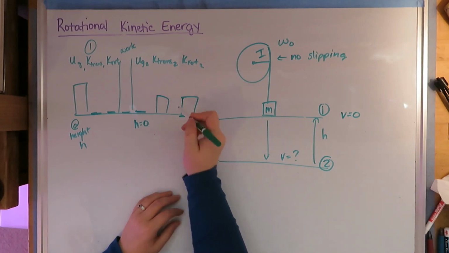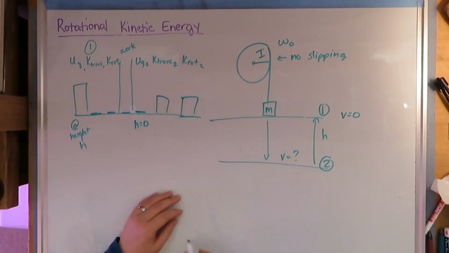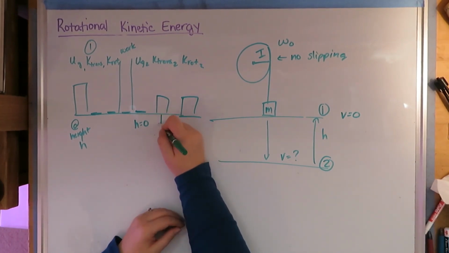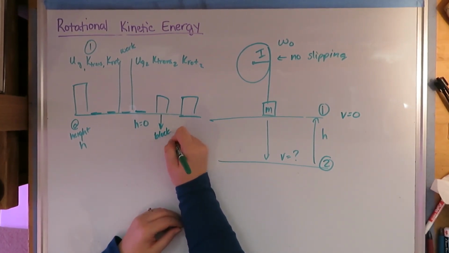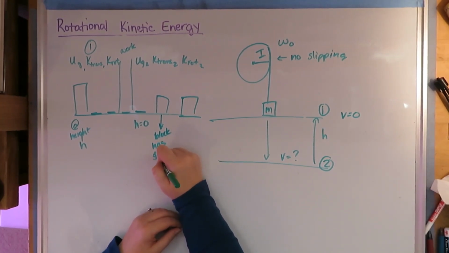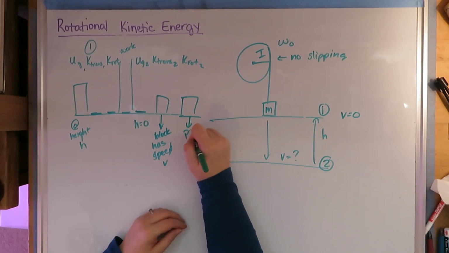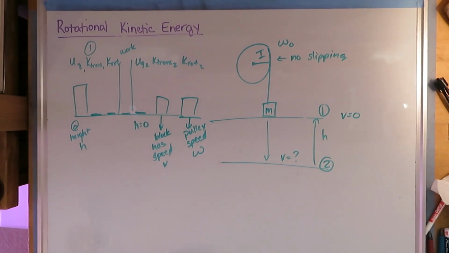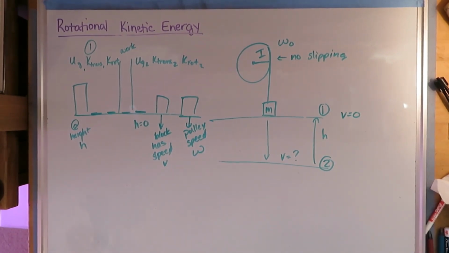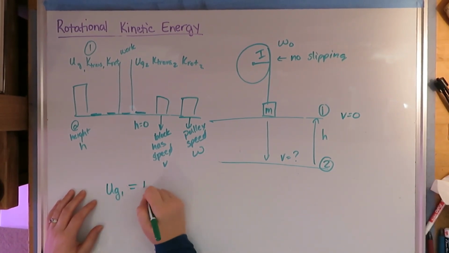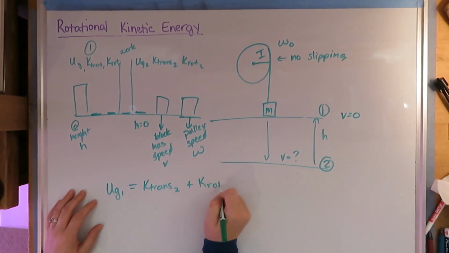Now, I don't actually know if these are equal or if one's bigger than the other. I'd have to have some amount of information, but for translational, my block has a speed v, and my pulley has an angular speed omega, so that they're both moving. If I wanted to write an energy statement for this, I would say that my potential energy at the start is equal to my translational kinetic energy at the end plus my rotational kinetic energy at the end.